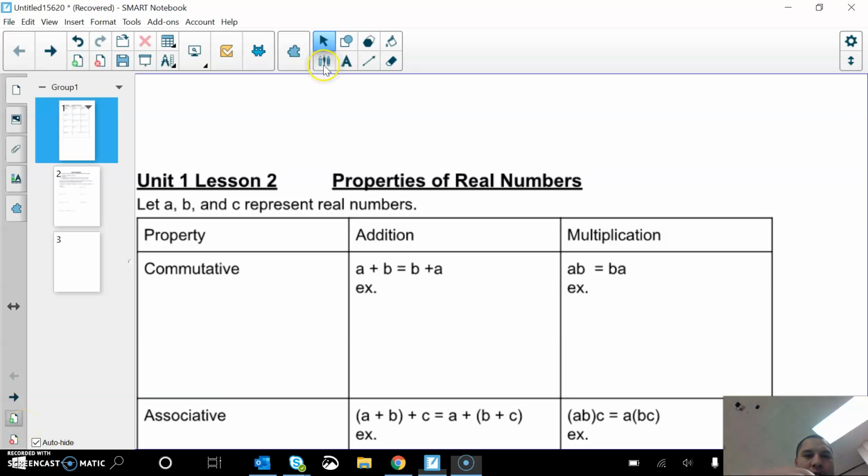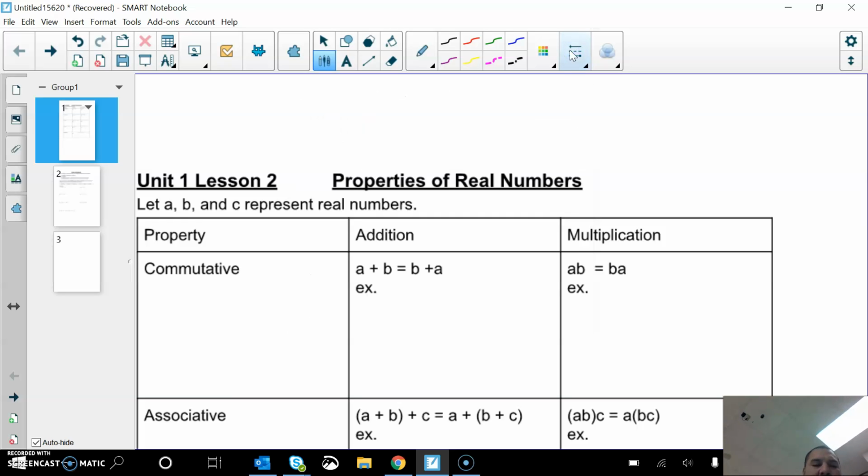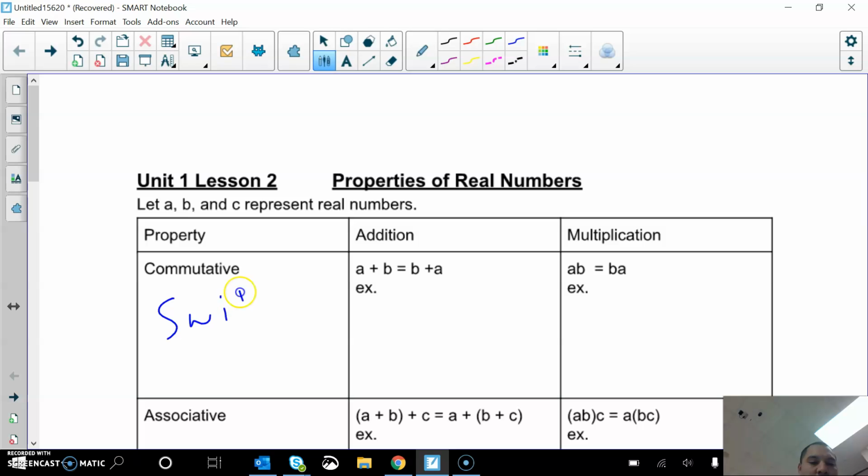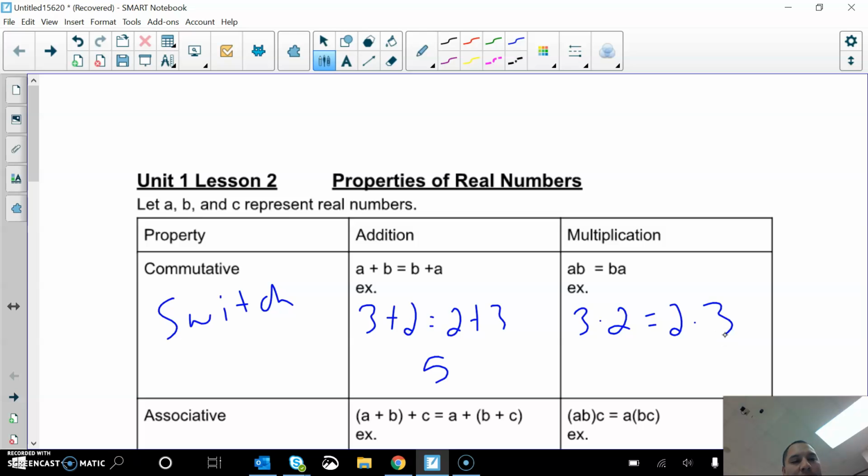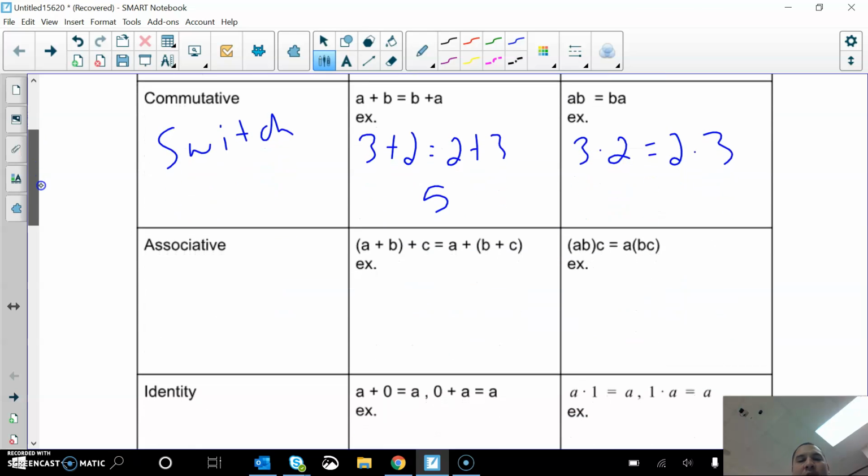Alright guys, Unit 1, Lesson 2, Properties of Real Numbers. Commutative property says you can switch the values for addition and multiplication, and you will get the same results. 3 plus 2 is the same thing as 2 plus 3, which is 5. Works for multiplication. 3 times 2 is the same thing as 2 times 3. So you can reorder for addition and multiplication.